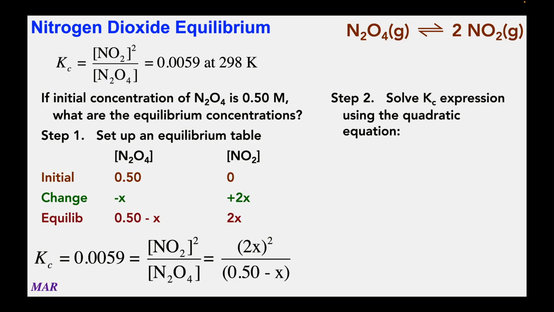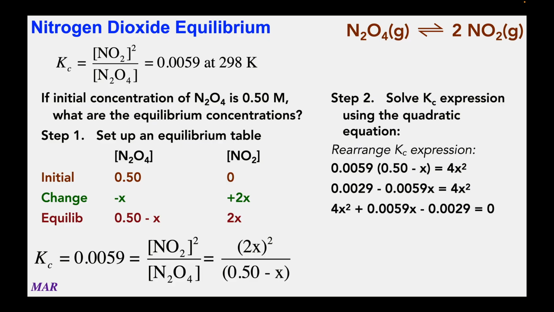So first of all, let's try and clean this up a little bit. We'll multiply both sides by 0.5 minus x, so the 0.5 minus x in the denominator on the right goes away, but then you have 0.0059 times 0.50 minus x, and that's going to equal 2x quantity squared. Well, 2 squared is 4, x squared is x squared, so that comes out to be 4x squared.